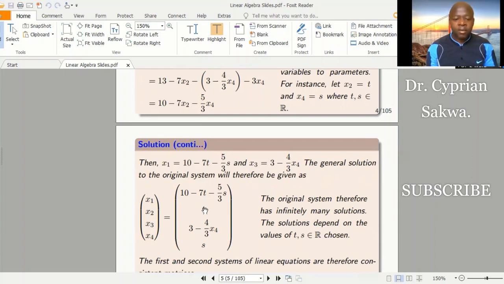And as I said, that now depends on what value of t you want. You can take t to be 2. Another person can take t to be 5. Another can take t to be negative 10. And s, you also choose on your own. Choose the s you want. You may want to choose s to be 1. Another one may want to choose s to be 2. Our x4 was s, so this one is supposed to be s, not x4, because we've already changed it. So then we will have infinitely many solutions, depending on the choices you make for s and t.